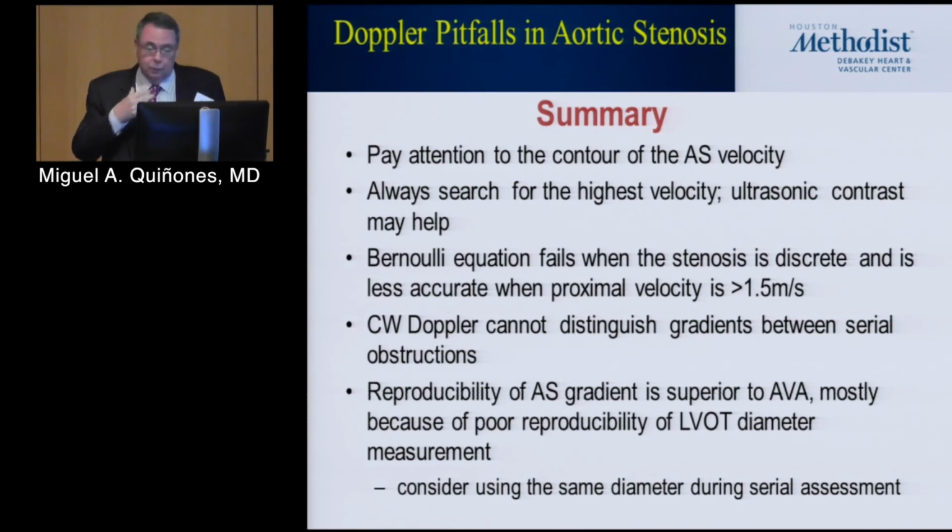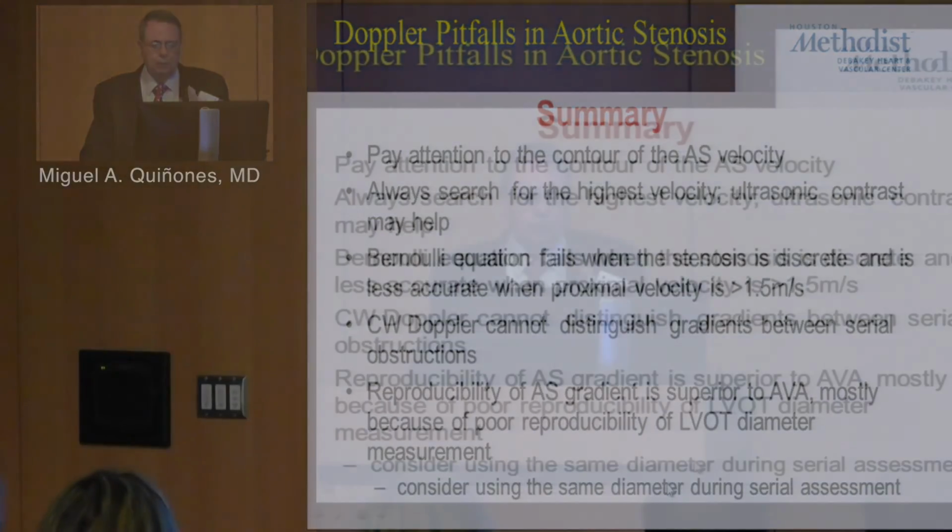CW cannot distinguish gradients between serial obstructions, so you end up with one combined gradient, and that's one time that anatomic valve area can be very helpful. And the reproducibility is always best with the gradient, very bad with the LVOT, and therefore consider using the same diameter that you feel comfortable with from one of the studies that is well done on your serial assessment.